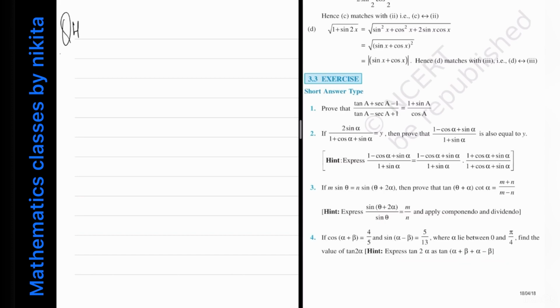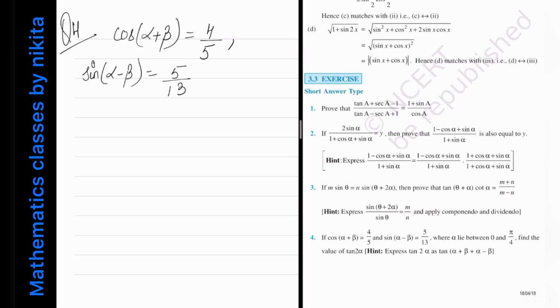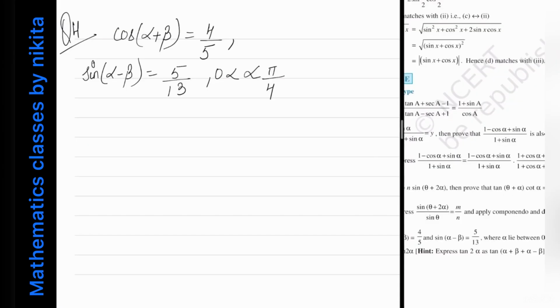So question number 4, it is given that cos of alpha plus beta is equal to 4 by 5 and sine of alpha minus beta is equal to 5 by 13. Okay, and it is given that alpha lies between 0 to pi by 4. This angle is between 0 to 45 degrees. Now first of all, you have to find what is tan of alpha plus beta and tan of alpha minus beta while using these two given things.